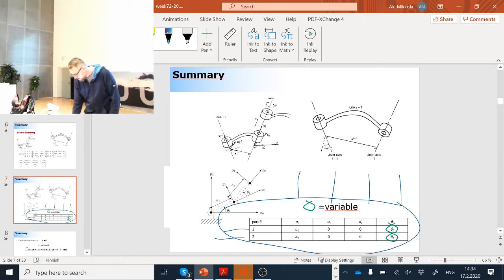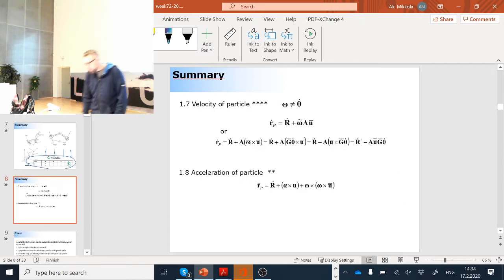One more thing. Particle velocity and acceleration, not particularly important. Velocity is more important than acceleration because that's really what I might ask.